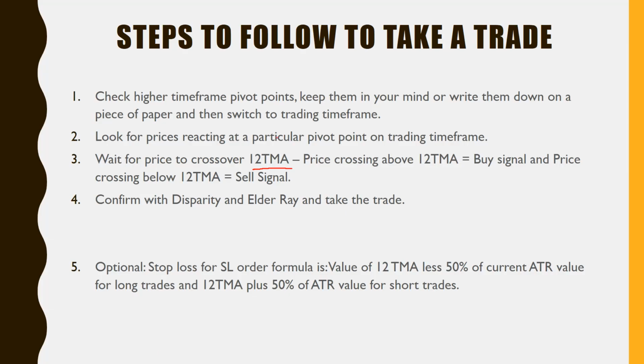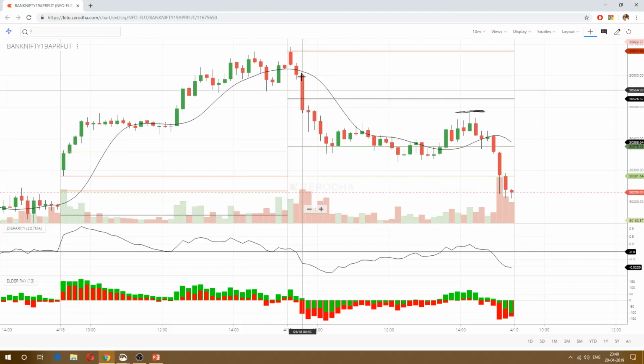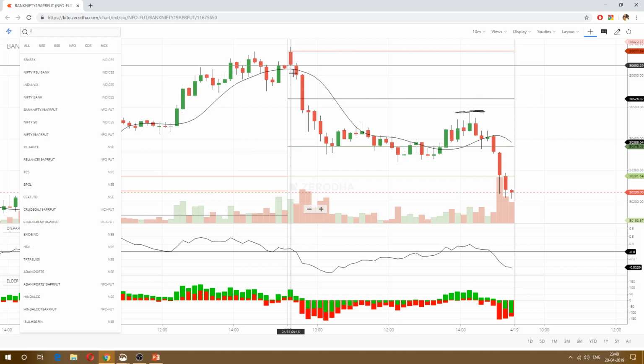First we check the higher time frame, then we are looking for prices reacting to a particular pivot point on our trading time frame. For this scenario, we are discussing the 10 minute time frame, and we are checking the above time frame where the pivots are different. Now that we have levels ready, we are looking for price reacting. Price reacted here to a pivot line. Then we are looking for a 12 triangular period moving average crossover, like price crossing over the 12 triangular period moving average here.